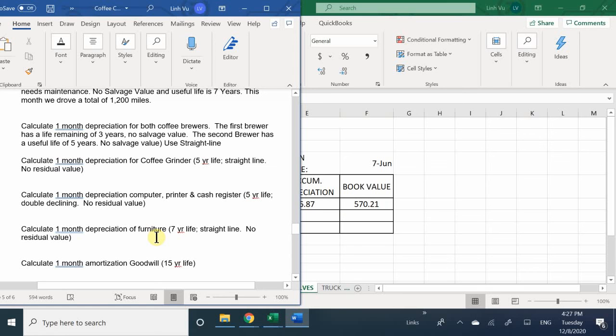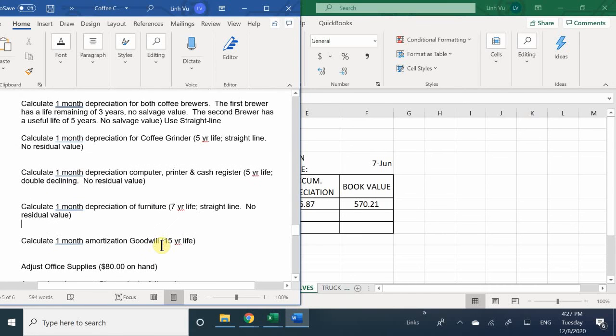Let's see what else happened here. Last one, since we are already in the depreciation expense, I also threw in goodwill so you can calculate your amortization, because essentially amortization is the same thing as depreciation, except it's for intangible assets. And we do have an intangible asset. We have goodwill. So what does it say here? Calculate 1 month amortization goodwill, 15-year life. Okay. So what do we know about amortization?